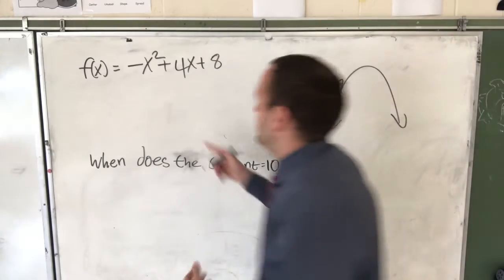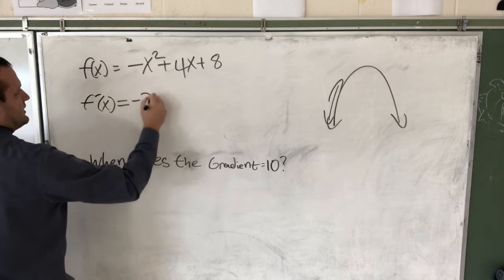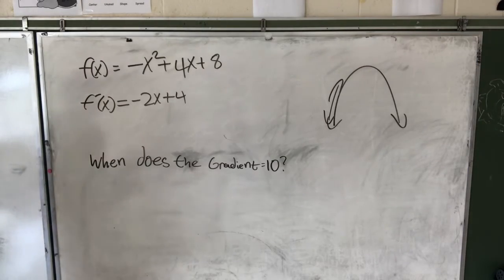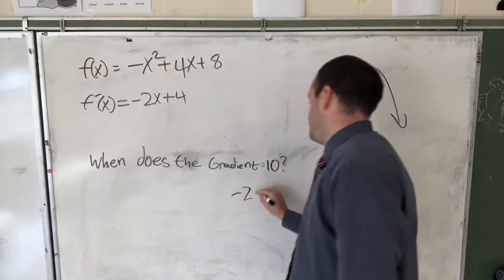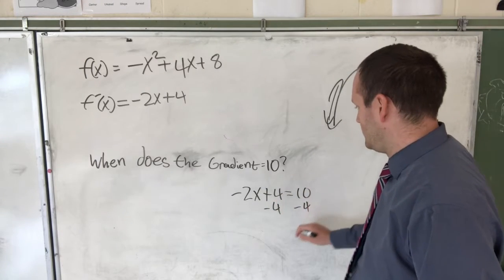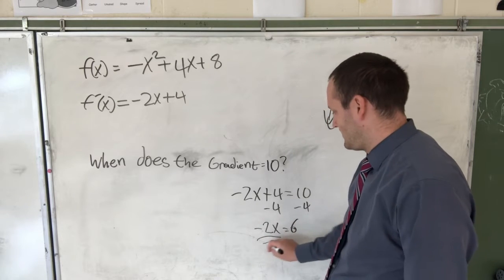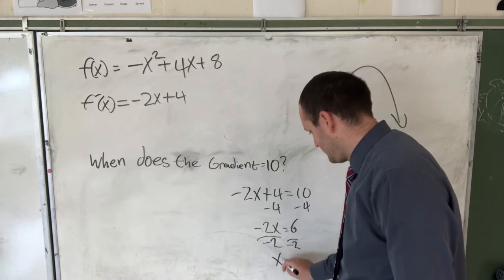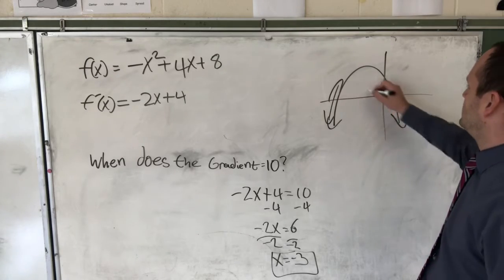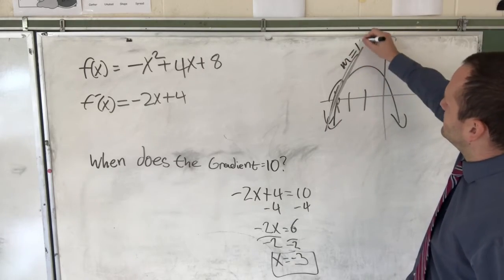Well, if I want to figure out where, I need to take the derivative. F prime of x equals negative 2x plus 4, okay? Well, where does it equal 10? Negative 2x plus 4 equals 10. Minus 4 gives me negative 2x equals 6. Divide by negative 2, divide by negative 2. X is negative 3. So when x is at negative 3, that is where it will have a slope of 10.